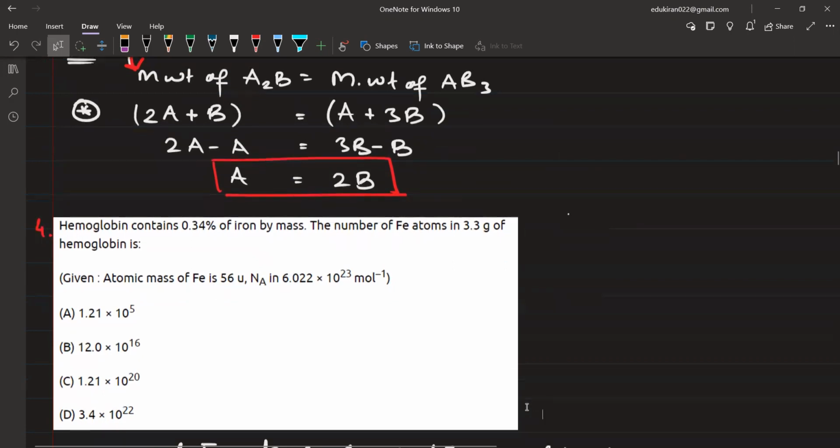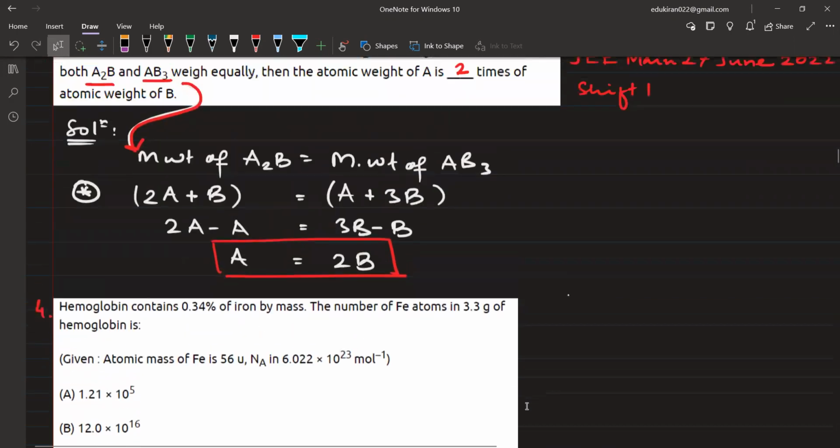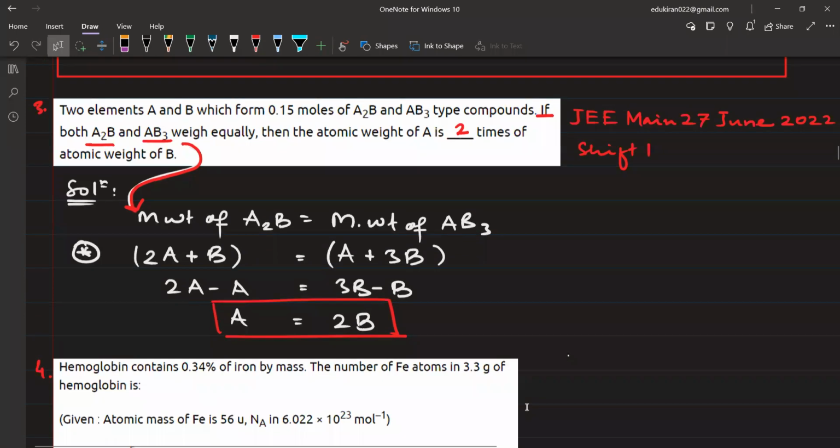So can you show the question? Yeah. Those who are done, they can start writing this one.